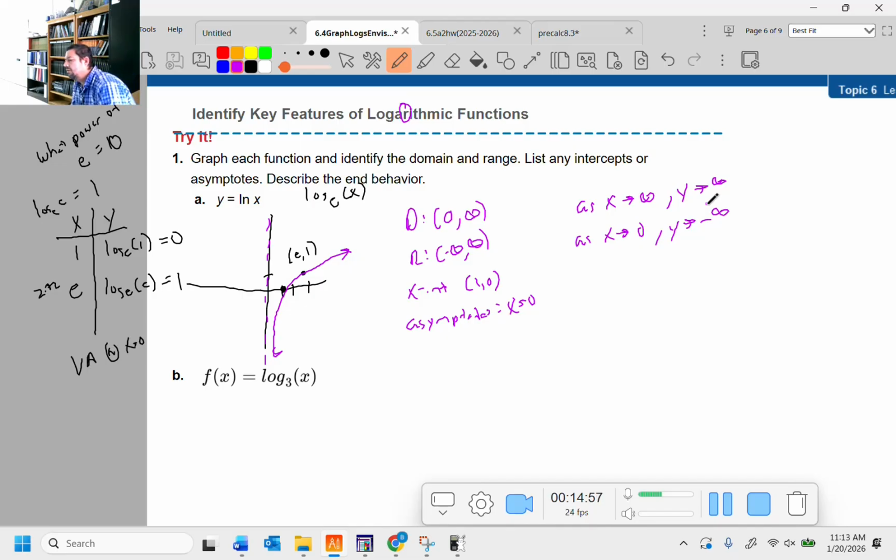B, we have a log base 3 of x, so we're going to make a table here. And hopefully you understand why I'm plugging in the numbers here. I'll let my x values be 1 and 3. Because if I'm at 1, I have log base 3 of 1. What power of 3 creates a 1? The 0th power. If I'm at 3, I have log base 3 of 3. What power of 3 creates a 3? The answer is 1.